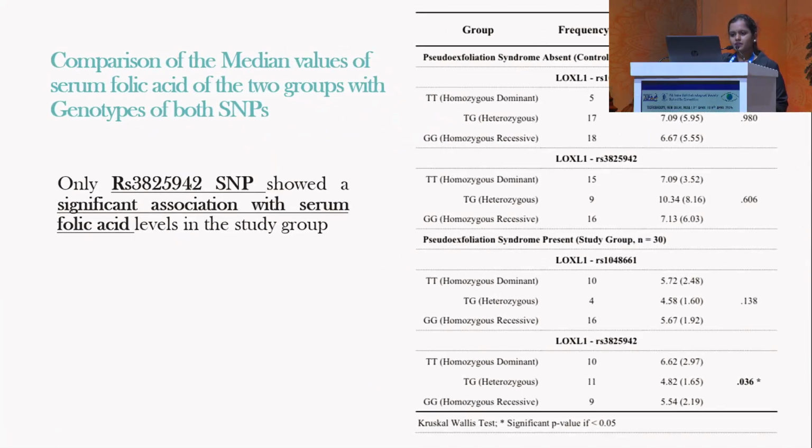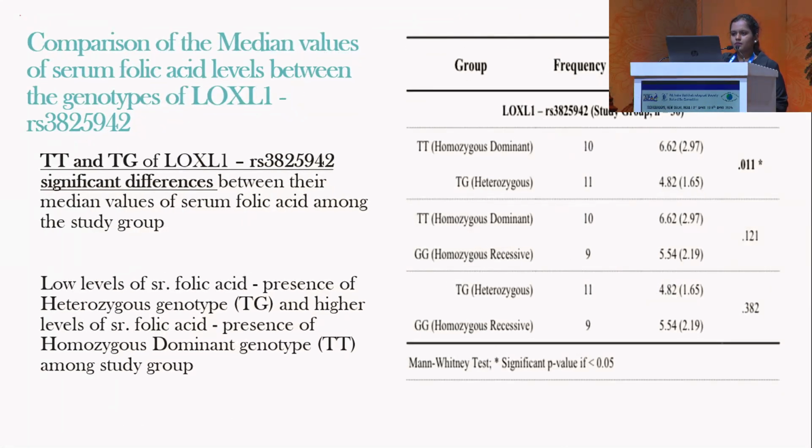While comparing the median values of serum folic acid of the 2 groups with genotypes of both SNP, it revealed that only the RS3825942 single nucleotide polymorphism had a significant association with serum folic acid levels in the study group. While comparing the median values of serum folic acid levels between the genotypes of the LOX-L1 in the SNP of 3825942, we found that the TT and the TG genotype had significant differences between the median values of serum folic acid amongst the study group.